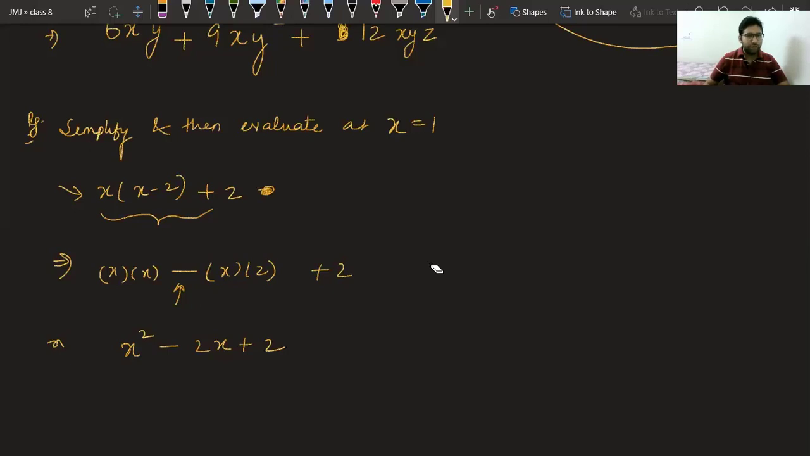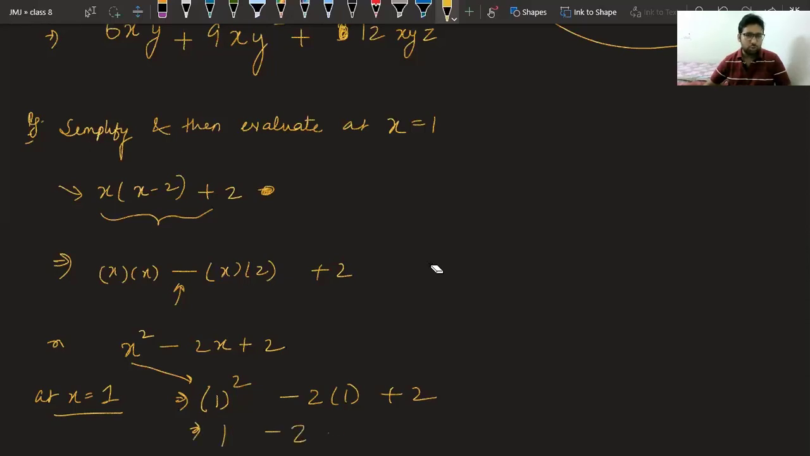Now we have to evaluate at x is equal to 1. Class, we just need to put the value 1 in the given equation. What will happen? If you put 1 in the place of x, first you will get 1 square minus 2 into 1 bracket plus 2. What I have done? I have replaced all the x with 1. Yes, you are correct, beta. Now just solve it. 1 square is 1, 2 into 1 is 2 only, and 2. These two will cancel. Answer is 1.